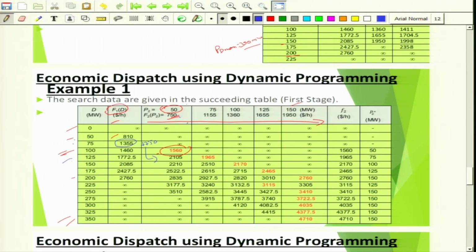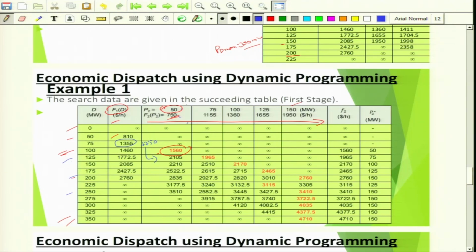Now as the total demand varies from 50 to the further values, 50 to 250, you have the data entries here, because beyond which you don't get any generation from generator 1, because 50 you have already fixed for generator 2, and the maximum you get from generator 1 is 200.